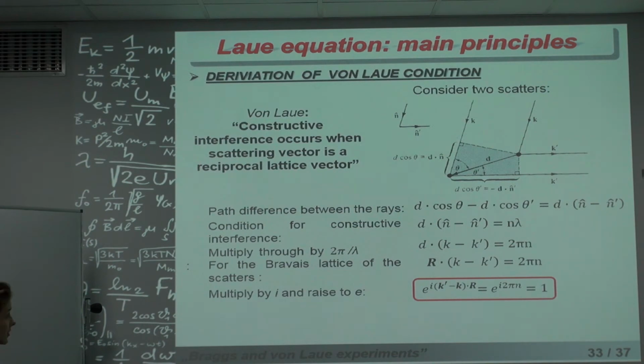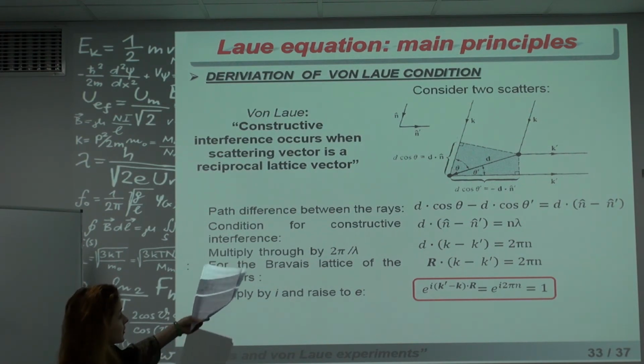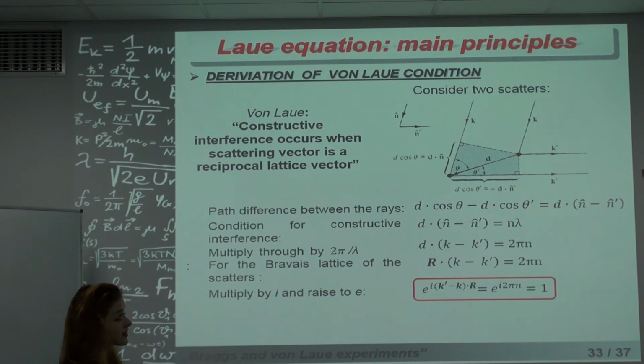The derivation of the Laue condition is actually very similar to the derivation of Bragg's law. As Laue said, constructive interference occurs when the scattering vector is a reciprocal lattice vector. So we have precisely the same setup. We have two beams, k and k, parallel to each other, and scattering centers. The k prime scattering beams are scattered under the angle theta. We form two triangles with a hypotenuse d, and the difference between the paths of the base is, of course, cosine theta from these triangles.